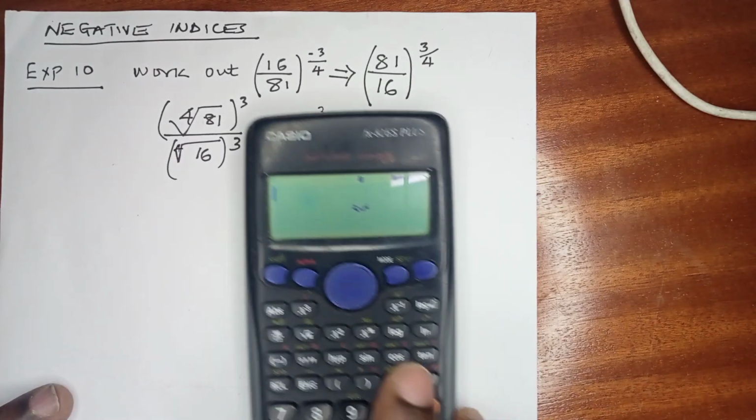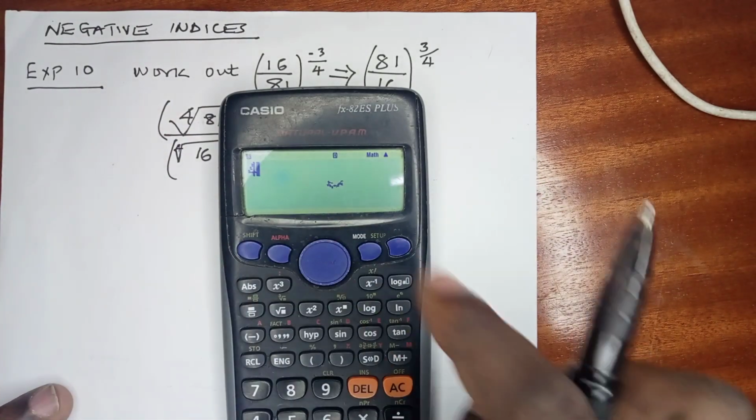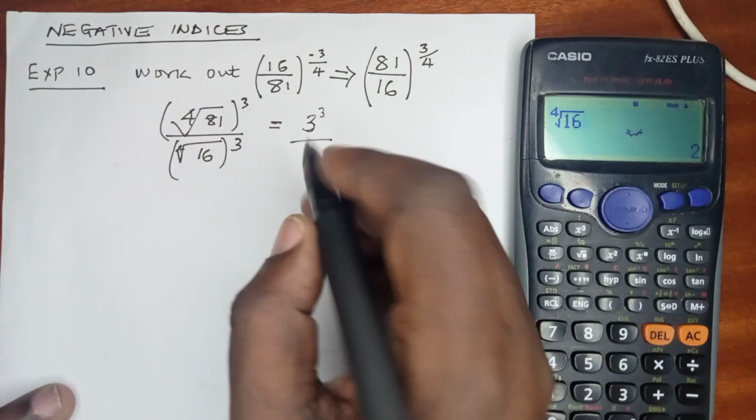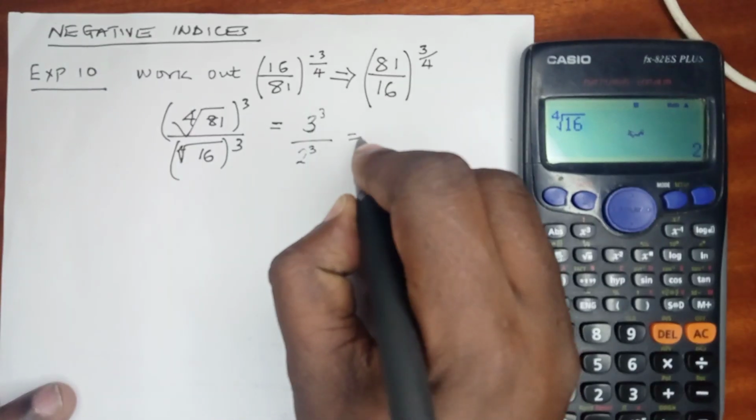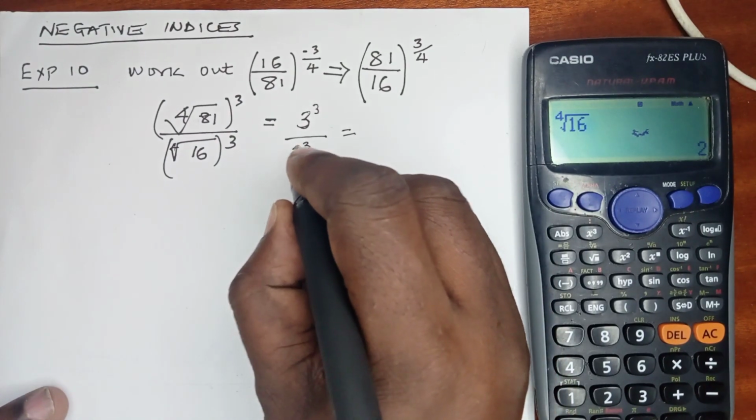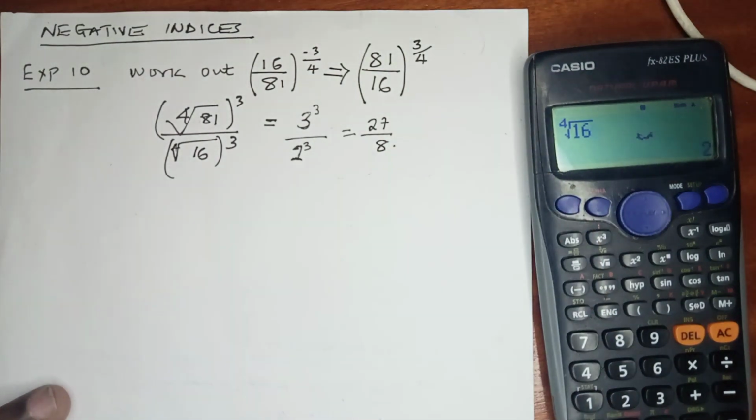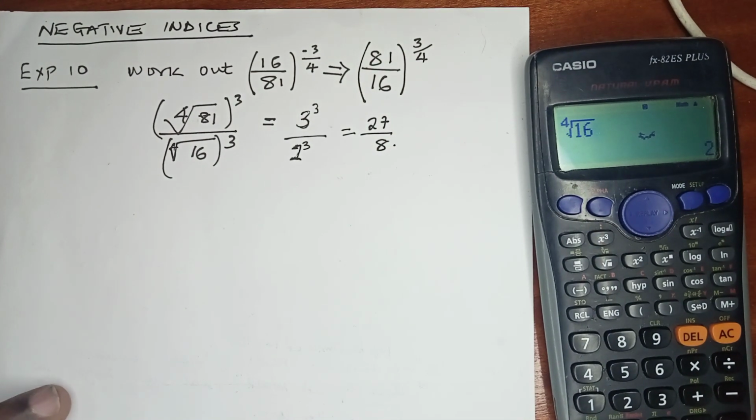The fourth root of 16 is 2. Now 2 cubed, at this particular point, we are going to have 27 over 8. And that is example 10.